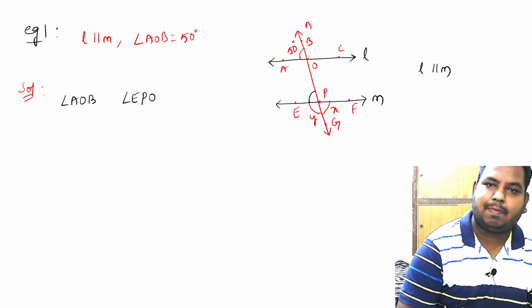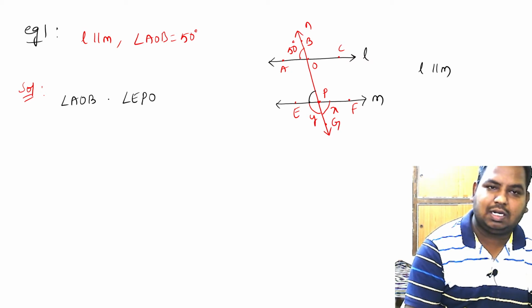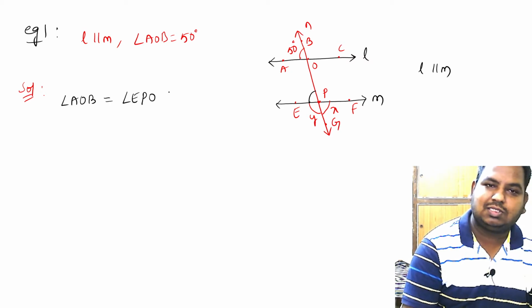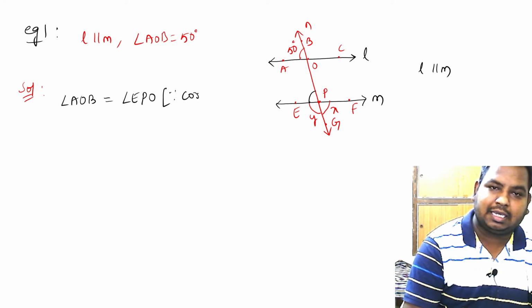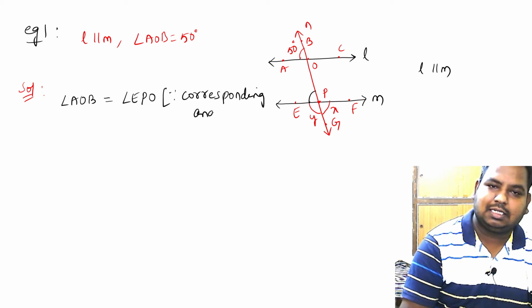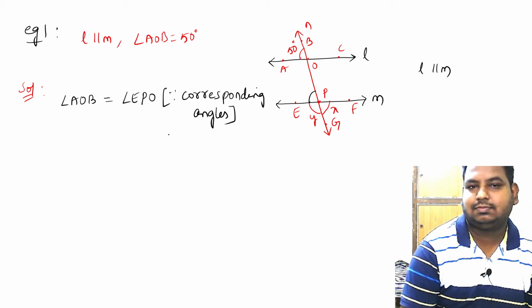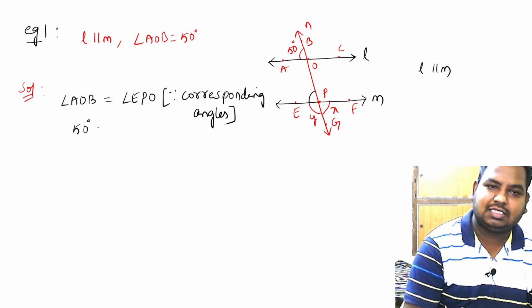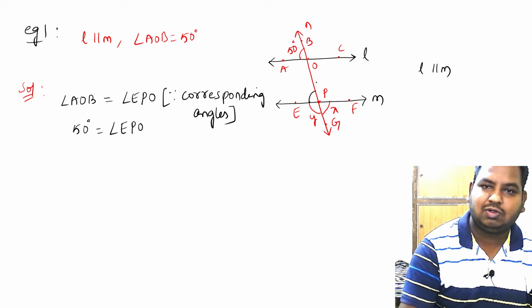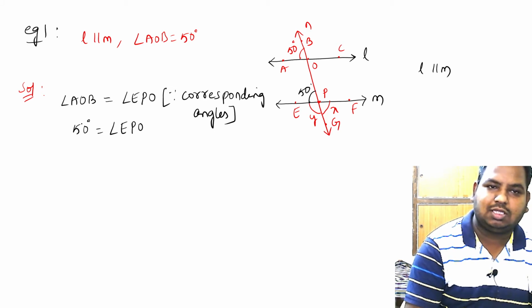Now, since the lines are parallel, corresponding angles will be equal. So angle AOB will be equal to angle EPO, and the reason is they are corresponding angles. If the lines are parallel, then corresponding angles are equal. Are you getting me? So angle AOB is 50 degrees, 50 degrees is equal to angle EPO. We got the measure of angle EPO as 50 degrees.